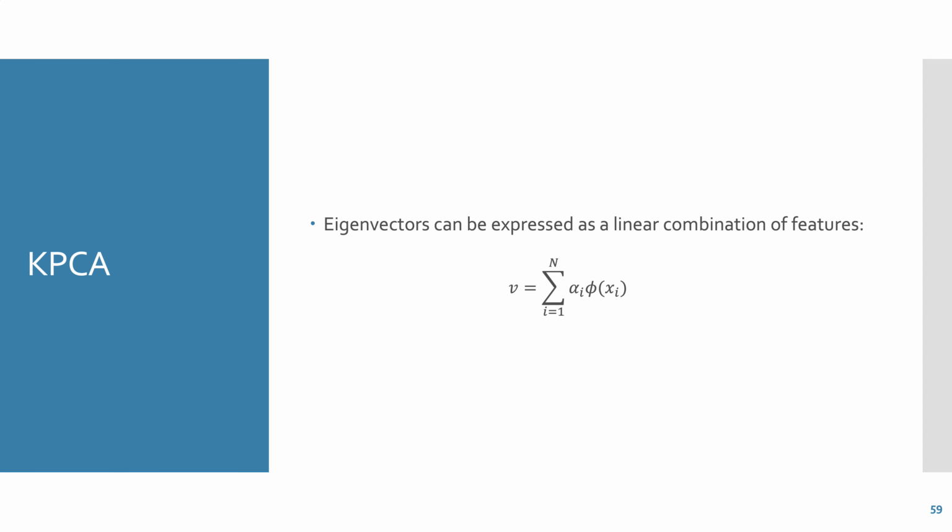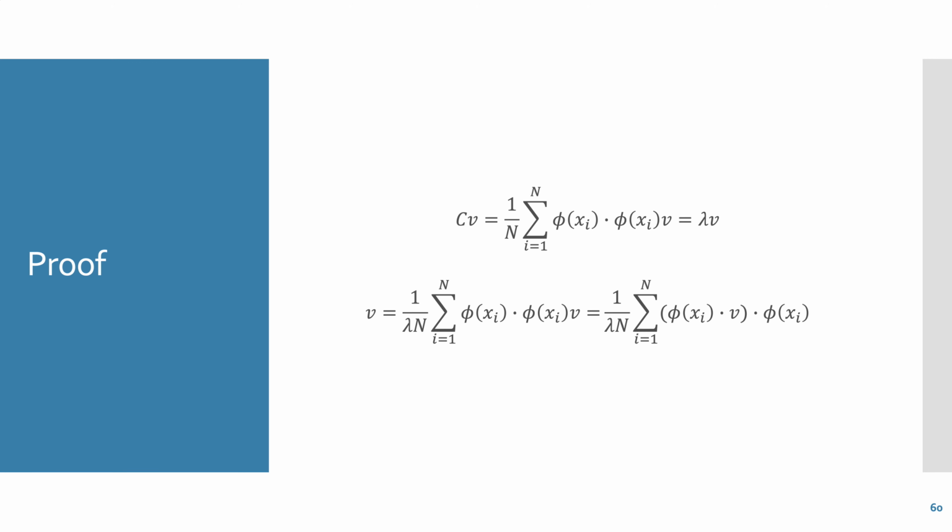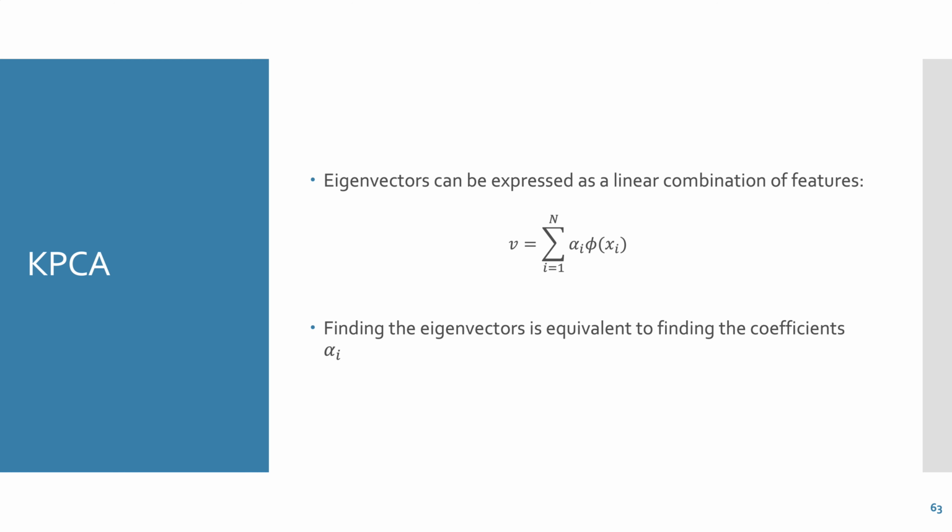Eigenvectors of the covariance matrix can be expressed as a linear combination of features like this. We have these alpha coefficients that serve as our weights for our linear combination. We can show that this is true with a proof. Using the eigenvector equation CV equals lambda V, we can replace C with our dot product definition from slide 58. Dividing by lambda, we get V equals 1 over lambda times N times the sum over all samples of the dot product between the sample and V and the sample again. Remember that the dot product is commutative, so we can move the terms around and everything is okay. Arranging the terms in this way allows us to reduce this to a scalar, which we can call alpha. And look, we have it. We have our eigenvectors expressed as a linear combination of features. Finding the eigenvectors is equivalent to finding the coefficients alpha i.